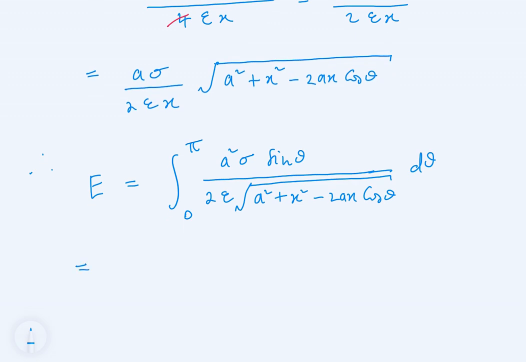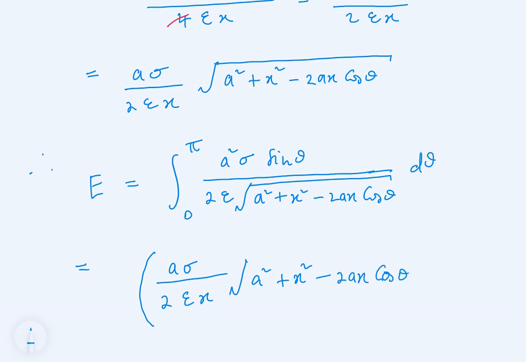So now we go ahead. This is equal to the following. So now we have the antiderivative of this. So now what we have to do is just take the antiderivative and apply these limits to it. So our antiderivative is our result from our indefinite integral, which is a times sigma over 2 epsilon x multiplied by the square root of a squared plus x squared minus 2ax multiplied by cos theta. And now we have to apply these limits of integration. We have to apply 0 and pi. Okay, so we go ahead and we apply that.